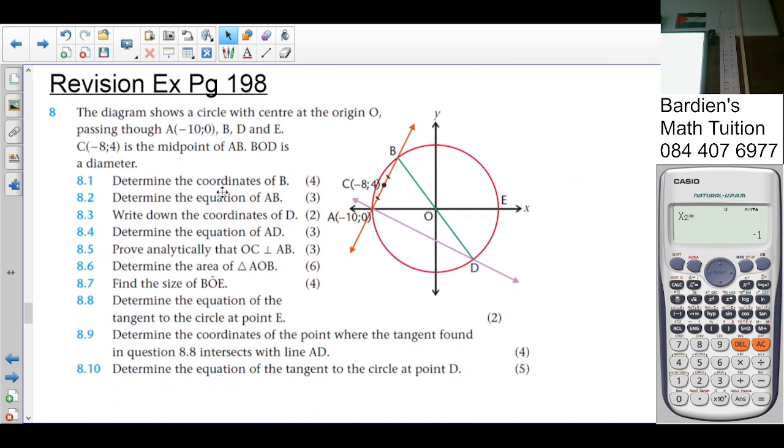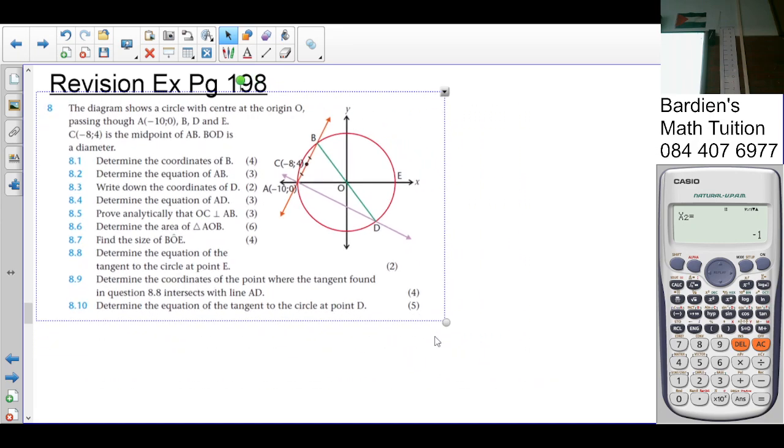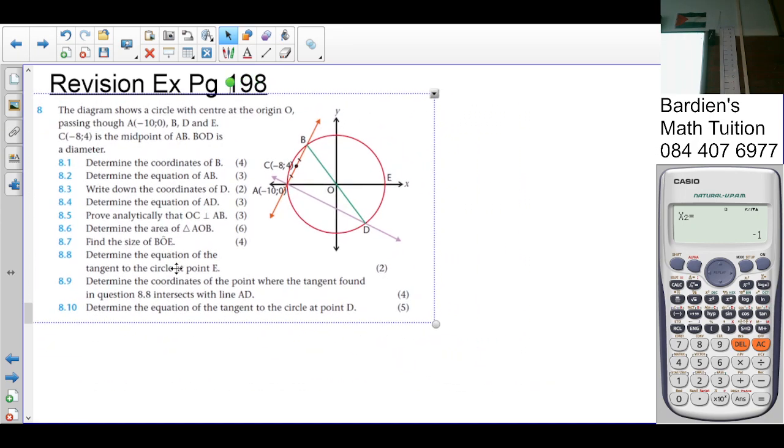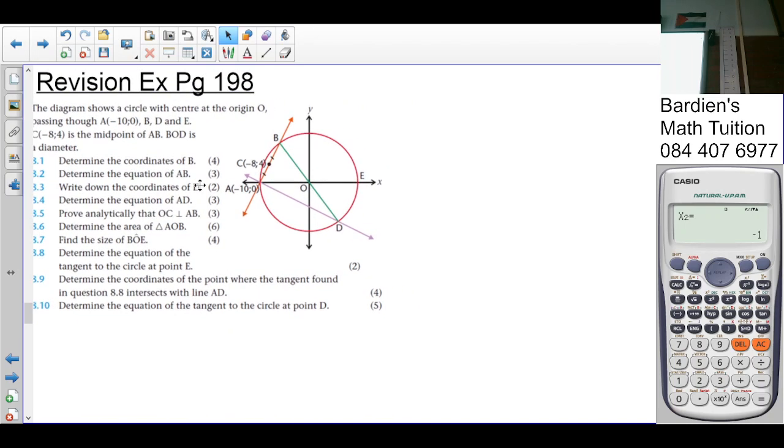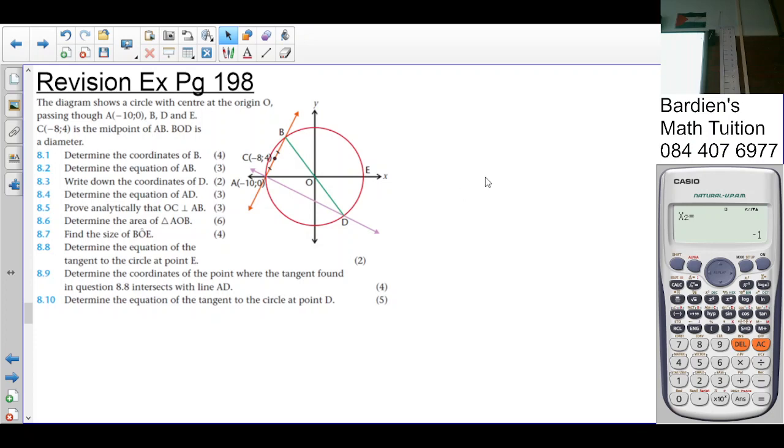Let's look at number 8. It's a fairly large sum. I've got very limited space here as well. But we are told that the diagram shows a circle with center at the origin passing through A, which is (-10, 0), B, D and E. C, which is (-8, 4), is the midpoint of AB. Then we are told that BOD is the diameter.